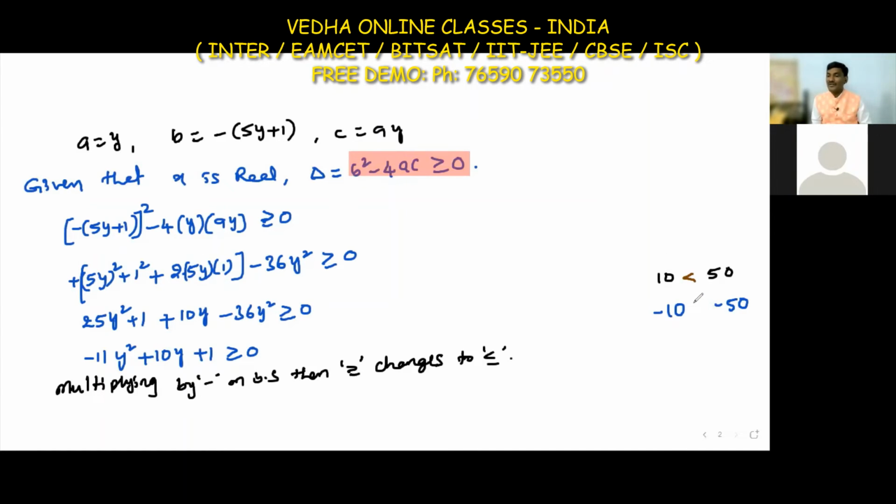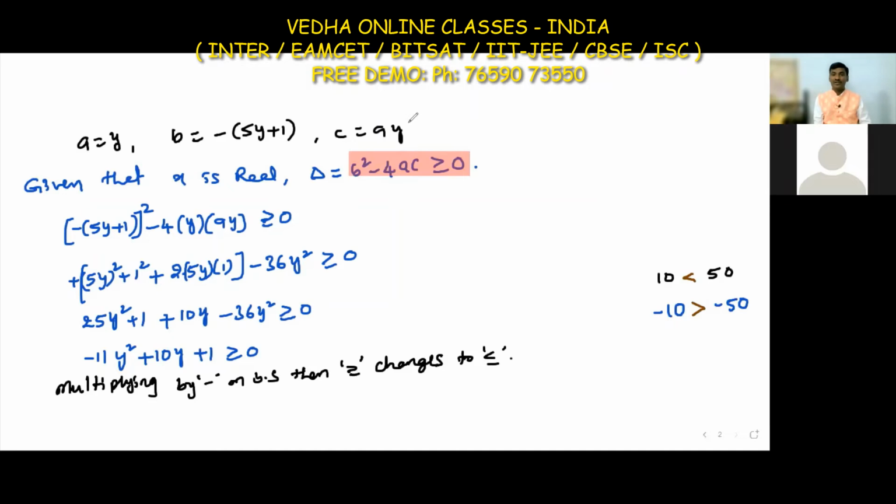So what is the symbol we have to write here? Greater than or less than? Reverse. Greater than. Minus 10 is greater than minus 50 here. This means when we multiply by minus on both sides, we compulsorily have to change the inequality. Less than changes to greater than, greater than changes to less than. Then only it is correct. Otherwise it is wrong.